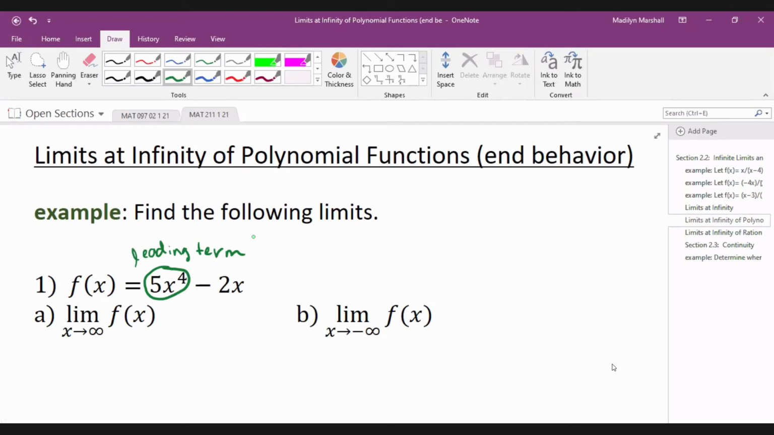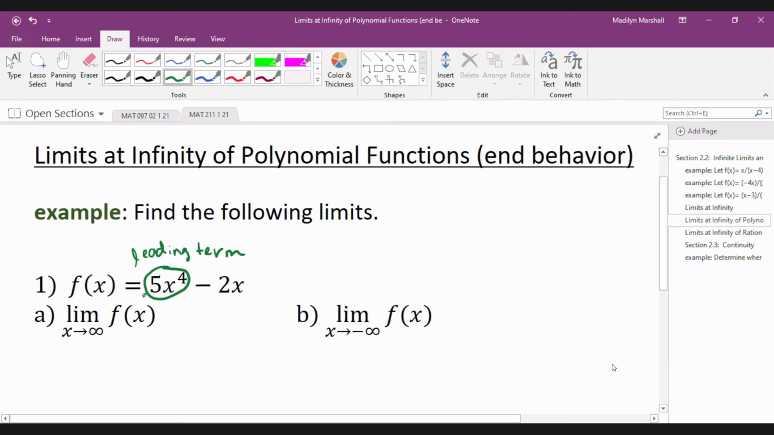So this polynomial is degree 4. Its leading term has an exponent of 4. So if a polynomial has an even degree, does that mean that both ends are going in the same direction, or does it mean that the ends are going in opposite directions? Same direction. Yes, exactly. Anytime we have an even degree, both ends are going in the same direction, like a parabola. That's a good reference for an even degree.